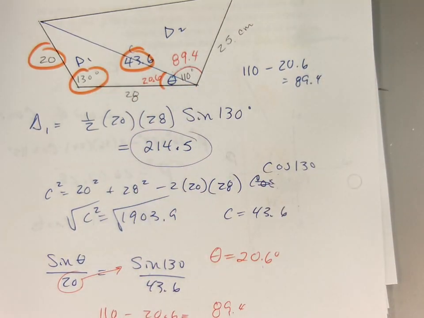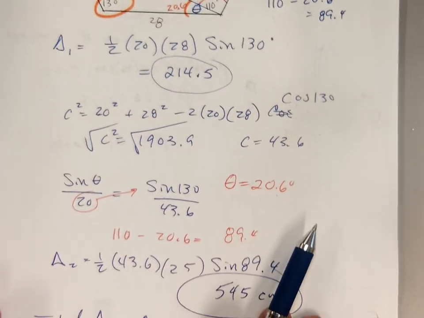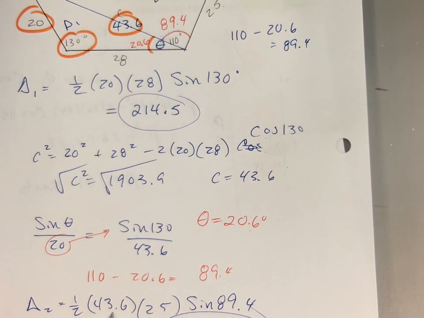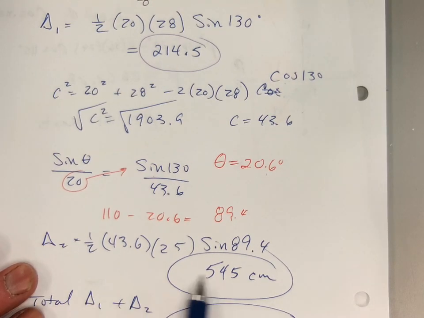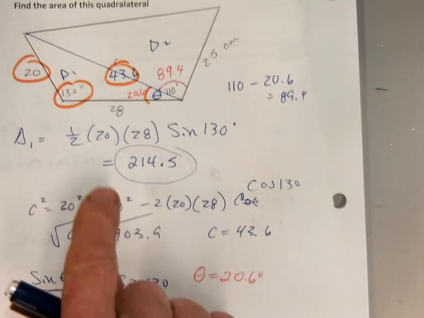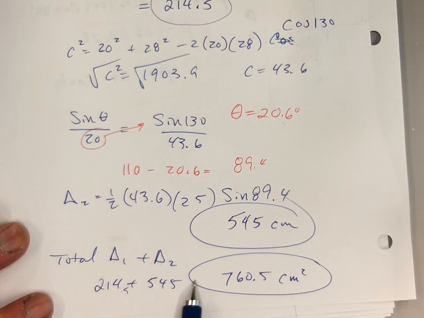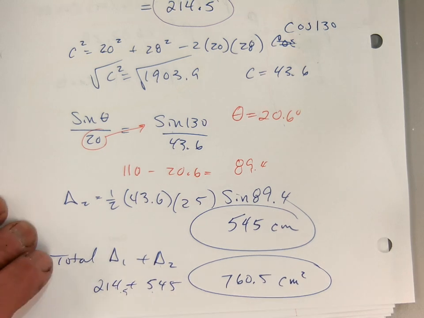Now triangle 2 I can do. I have my adjacent, I have my other adjacent, I have my angle, so I just put my 1/2, my adjacent, which is 43.6, times my other adjacent, 25, times sine of 89.4, and I got the area of triangle 2, 545. Now I've got the 2 triangles, and I'm just going to add triangle 1 plus triangle 2, 214 plus 545 is about 760.5.